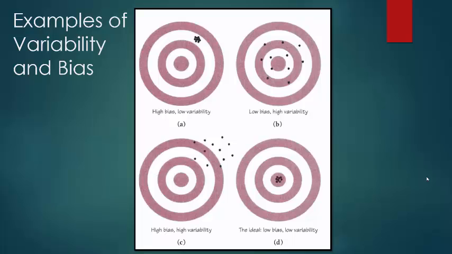On C, we look at high bias and high variability. It's really spread out and it's really far away from the center, so it's really difficult to tell where the center would be in that particular spread. And then D is ideal. It's very close together, so it's low bias and low variability. It's right on the center and it's clustered together. So this is what we are shooting for, and this is going to give us our best estimate of our parameter.